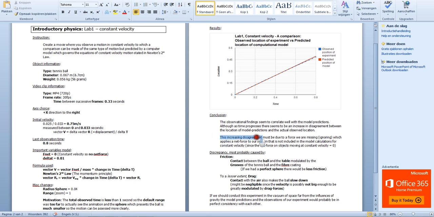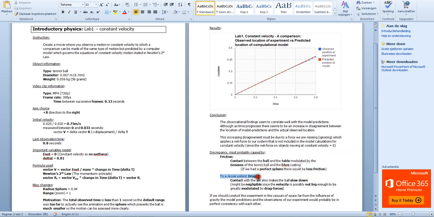Now this increasing disagreement must be due to a force we are missing or ignoring, which applies a net force to our system that is not included in the model calculations for constant velocity, since we know that net forces are 0 in this case. The discrepancy is most probably caused by friction, which is a contact between the ball and the table modulated by the grooves of the tennis ball and the fiber coating, which means that if we had a perfect sphere, there would be less friction.